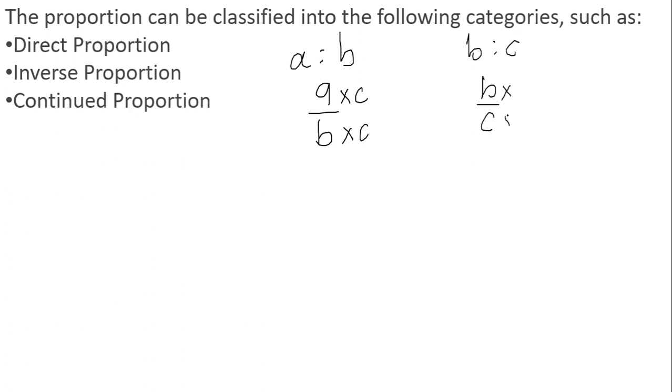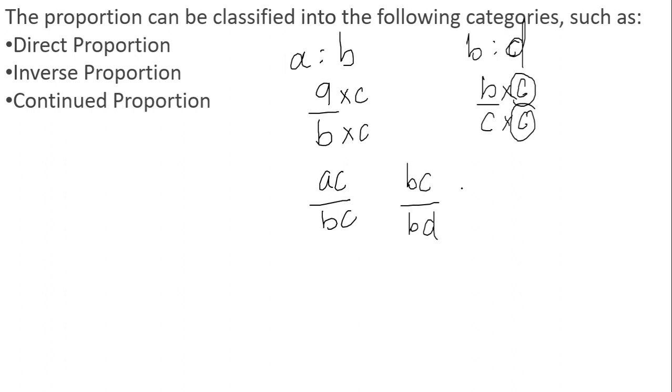Something went wrong, let me check it. It is C by D, I guess. A by B and C by D, yes. I'm multiplying the first ratio with C, so I'll get AC upon BC. For the second ratio I'm multiplying with B, so this will give me CB upon BD. Now it is correct. So this will give me AC upon BC, BC upon BD.